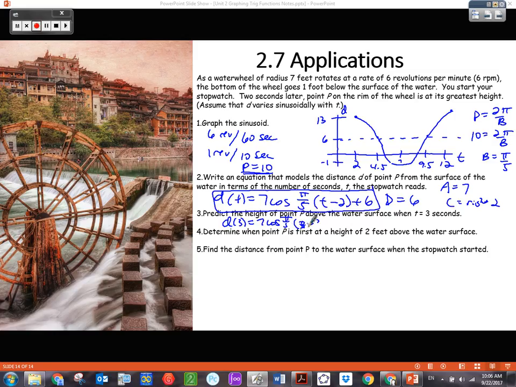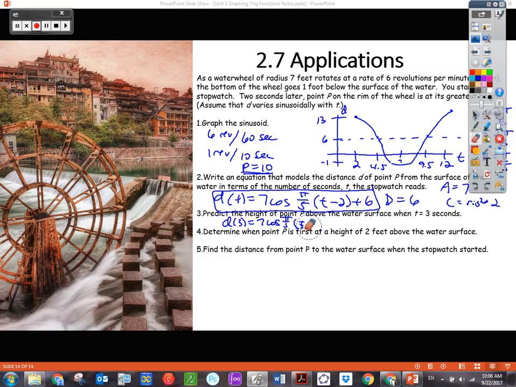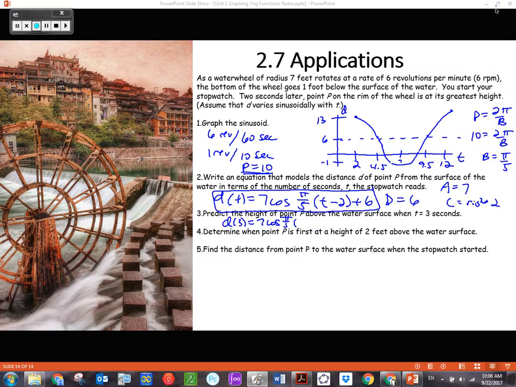3, that would be 3 minus 2, because we're plugging in a 3. 3 minus 2 plus 6. Okay, so we plug in the 3, and then we get D of 3 is 11.663 feet.